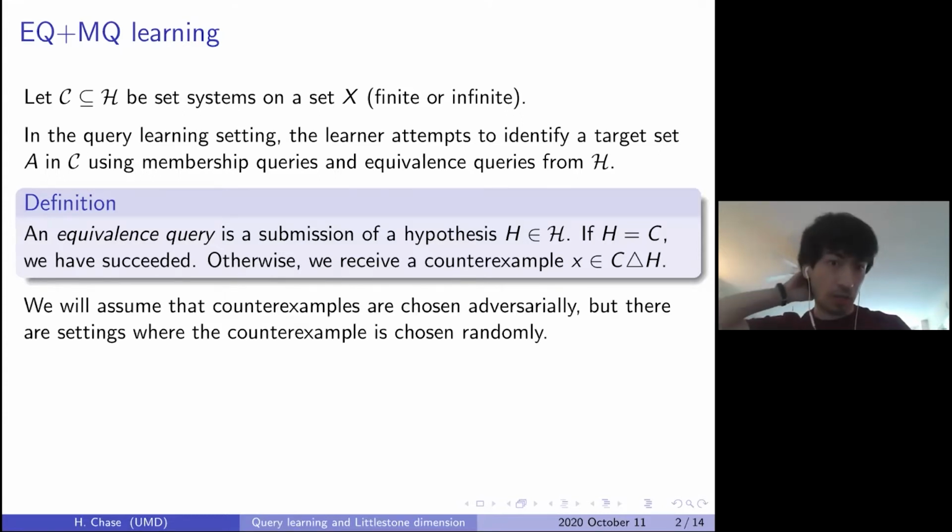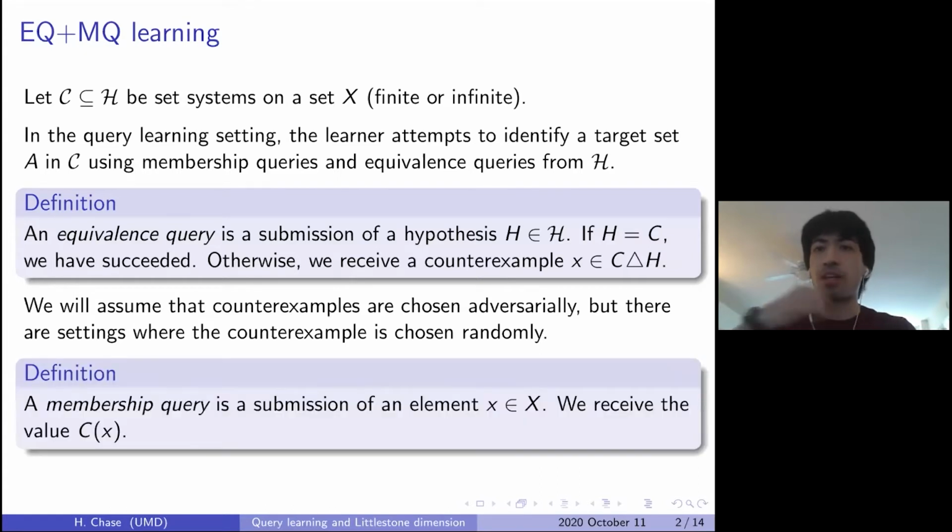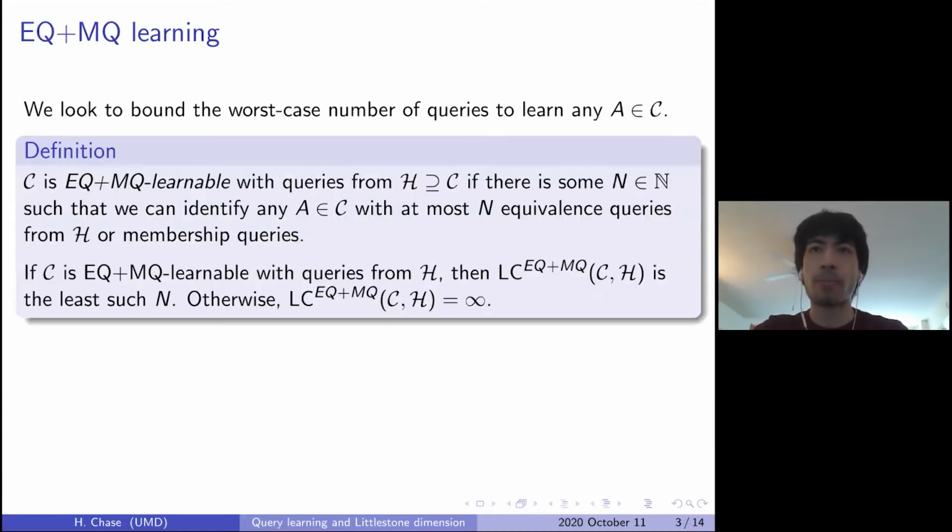For most of what I'll talk about, we're assuming a worst case scenario, which we can think of as the counterexamples being chosen adversarially, but there are also settings where the counterexample can be chosen randomly, and I'll mention that briefly later. And then a membership query: if we want to know whether or not a certain element x is in the target set, we can ask about that. Our goal is to establish a worst case number of queries to learn any possible target set from the concept class C.